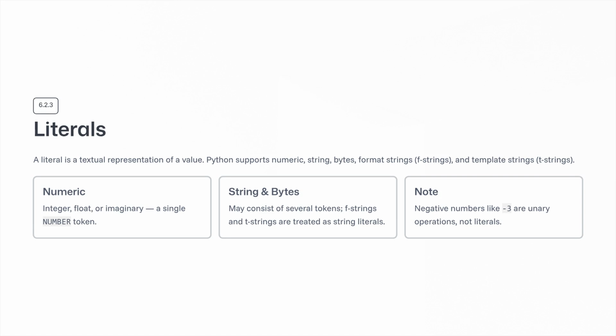Section 6.2.3, Literals. A literal is a hard-coded value written directly in source code. Three categories: numeric, integers, floats, or imaginary numbers, each a single number token; string and bytes, which can span multiple tokens, and f-strings and t-strings are treated as string literals. And a note that's easy to miss: negative numbers, like -3, are not literals. They're unary operations, the minus operator applied to the literal 3. That distinction matters when you're reading the grammar.